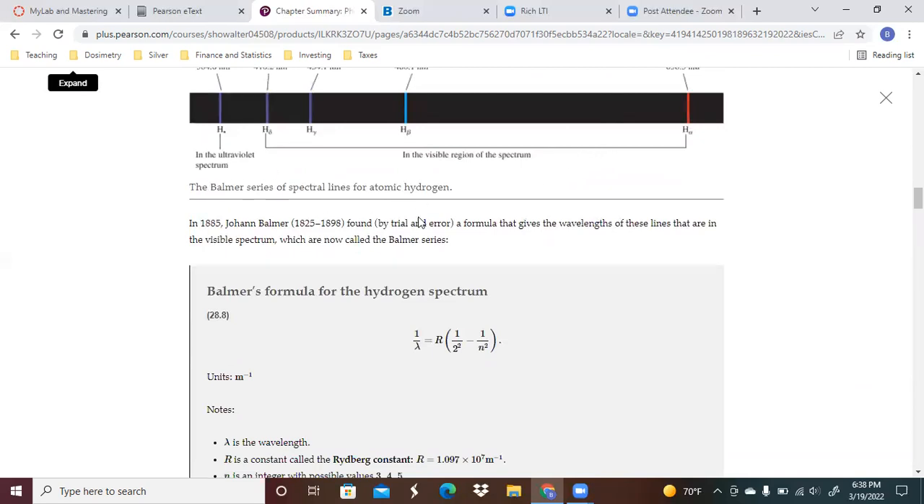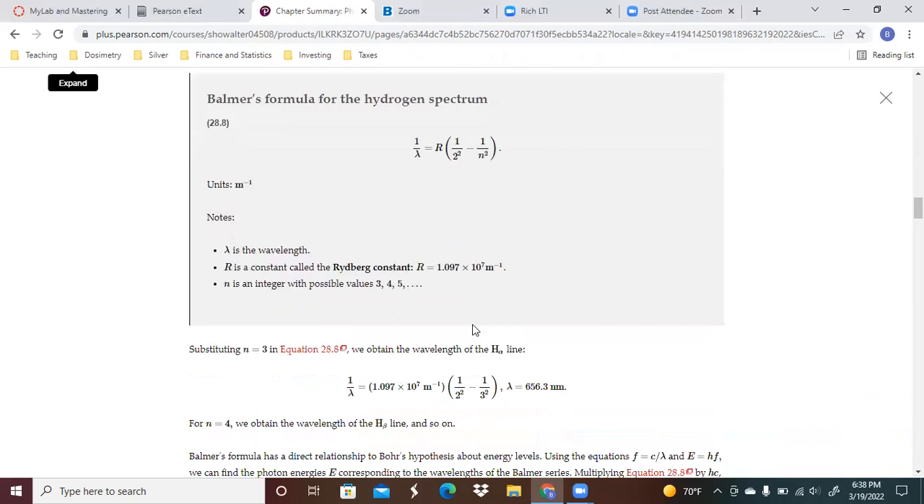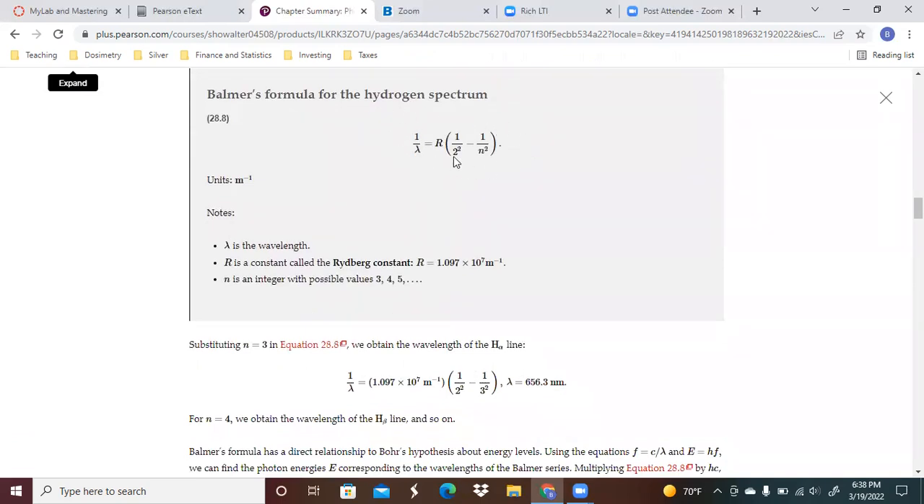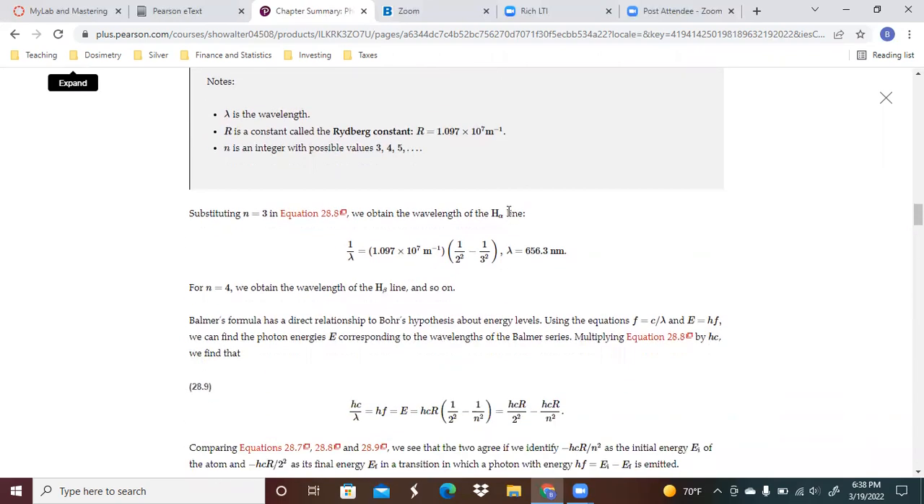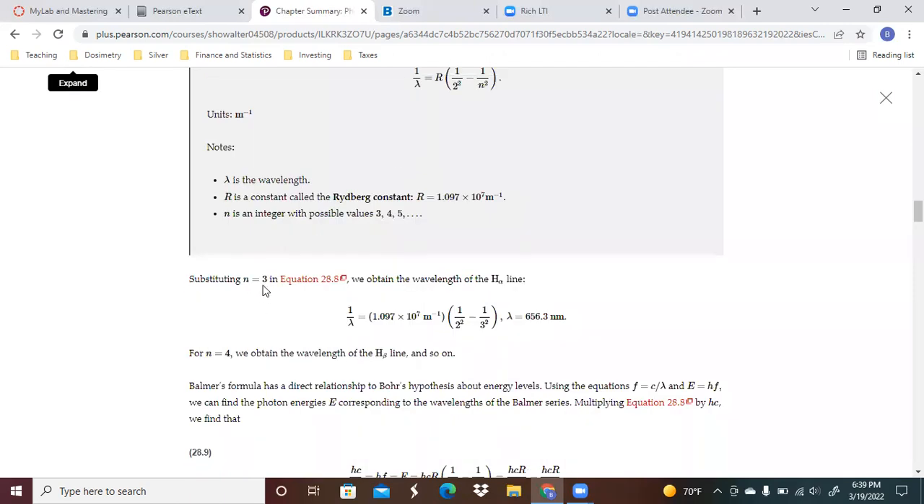This is considered to be the Balmer series of spectral lines. So Johann Balmer found by trial and error the formula that gives the wavelengths of these lines that are in the visible spectrum, and that's now referred to as the Balmer series. And that's basically how you find the wavelength. So if you take that equation here, you substitute n equal to 3, you obtain the wavelength of the H sub alpha line.